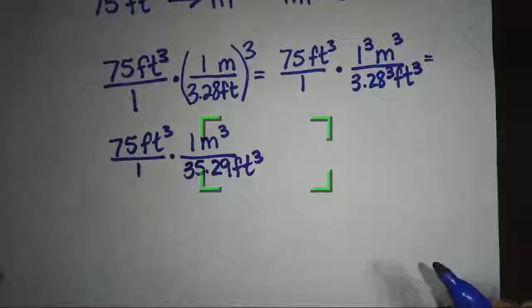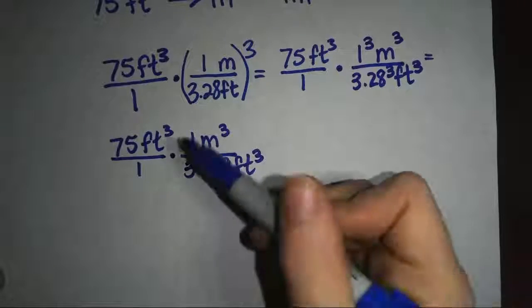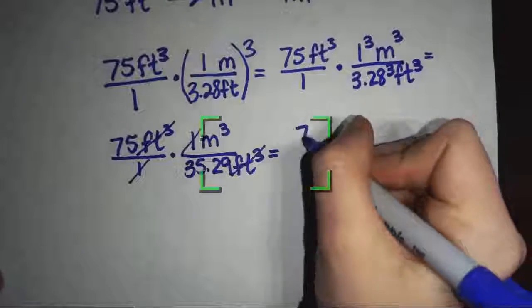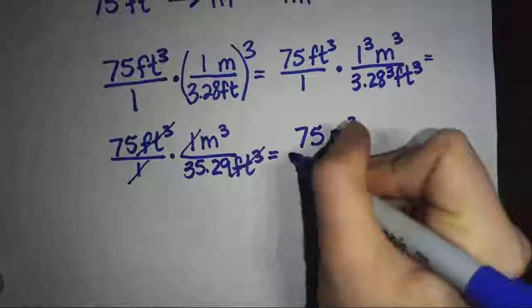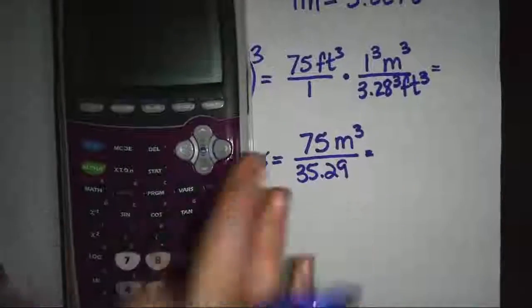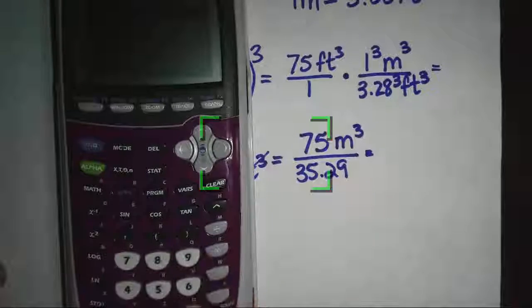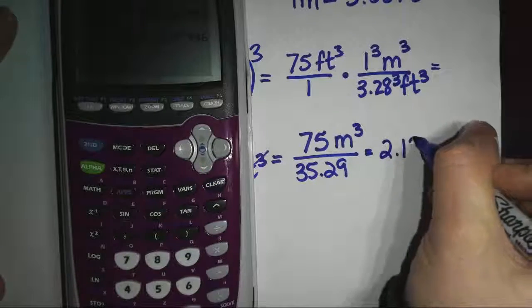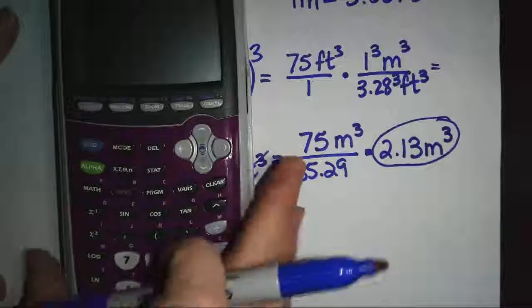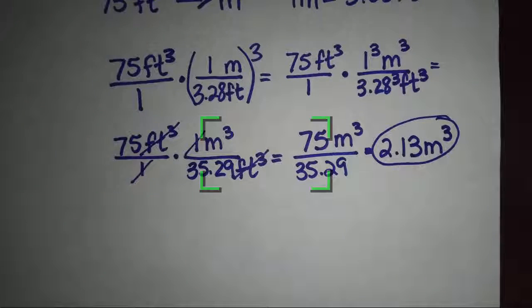Then we can do our canceling. Everything that's the same on top and on bottom cancels. So we can cancel our ones, and we can cancel our feet cubed. That gives us 75 meters cubed over 35.29. And when we divide those two numbers, so 75 divided by 35.29, we get 2.13 meters cubed. So there's our conversion. Now with area and volume, you just have to remember that with area, you have square units, so you square your conversion factor. With volume, you have cubed units, so you cube your conversion factor.